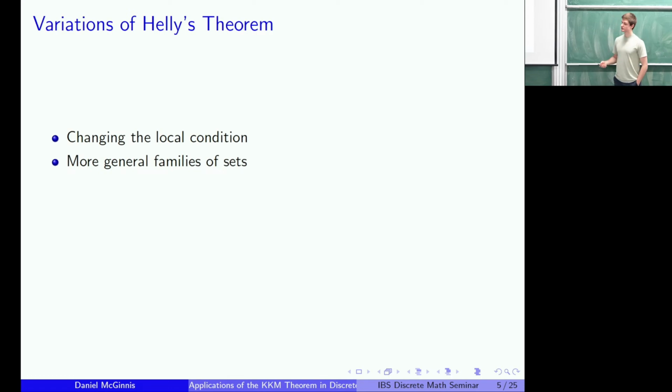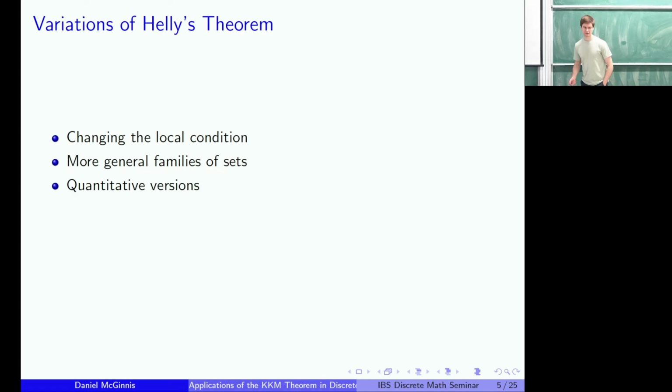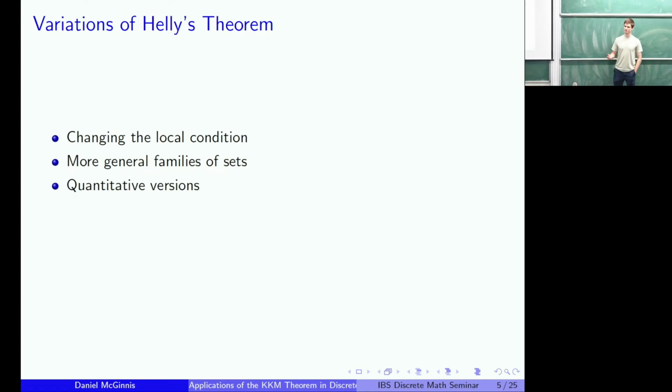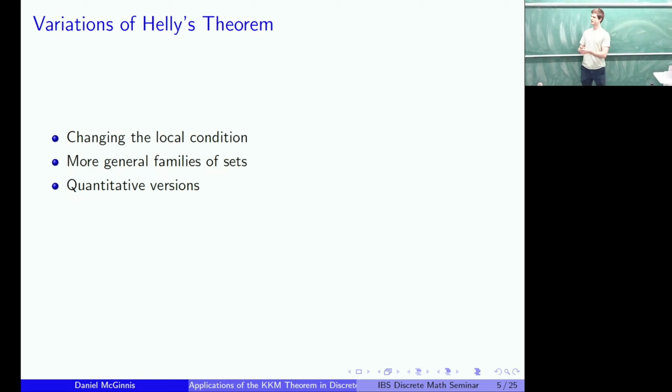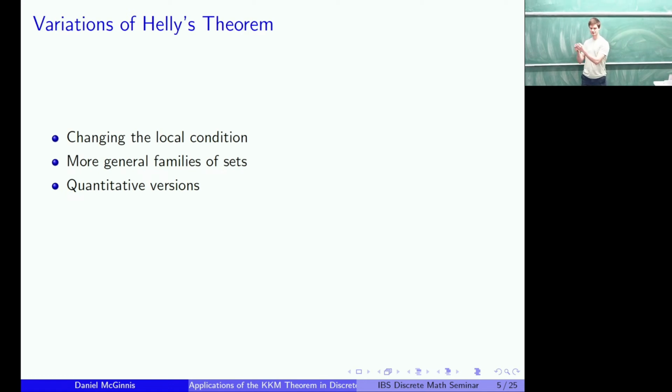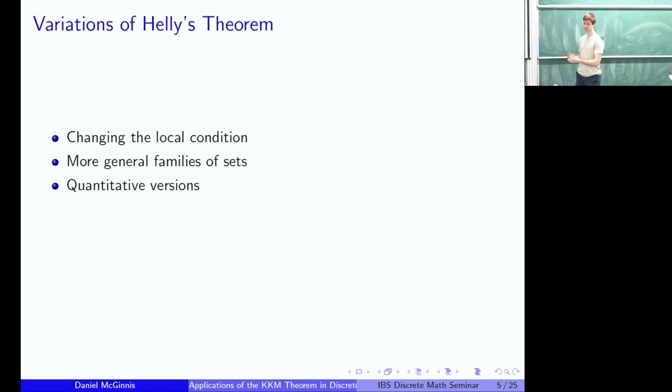There are variations of Helly's theorem to more general families of sets. Helly's theorem is stated for families of convex sets. There are also theorems for families of disjoint unions of convex sets, or sets that aren't convex but maybe have nicer intersections. There are quantitative versions of Helly's theorem. So instead of just guaranteeing that the intersection of your family of sets is non-empty, what if you want your conclusion to be that the intersection of the family of sets has some volume? That's a quantitative version.